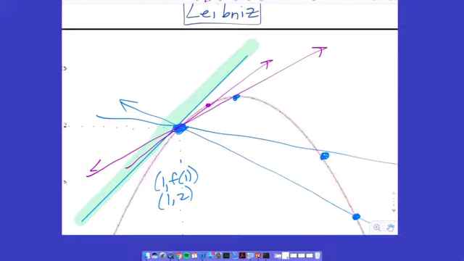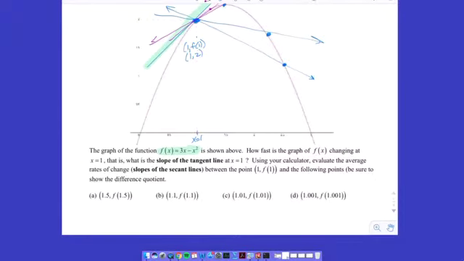And as long as I have two distinct points, I can still compute the difference quotient, the average rate of change, right? The calculations may be tedious, but I can still compute them. So that's what we're doing down here.